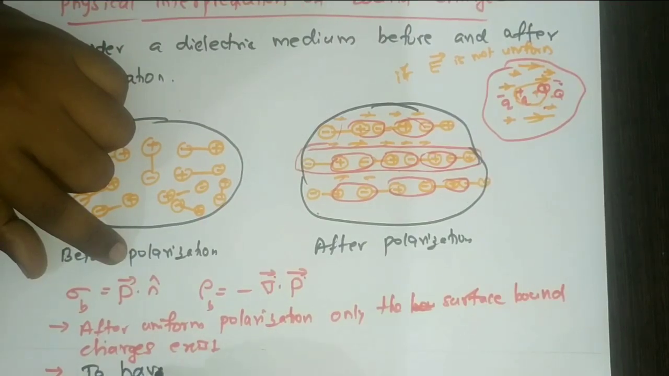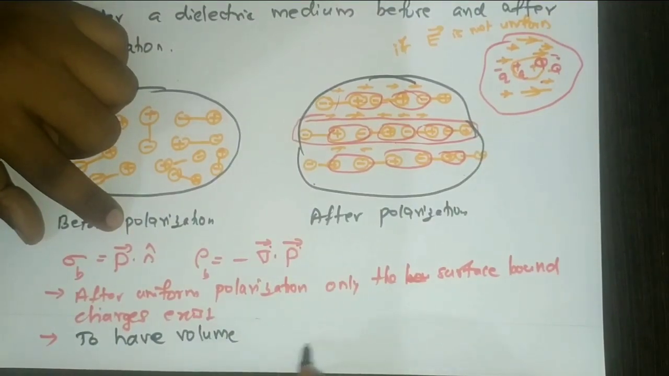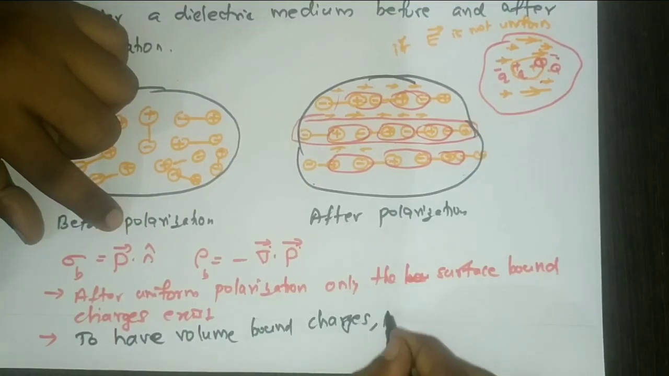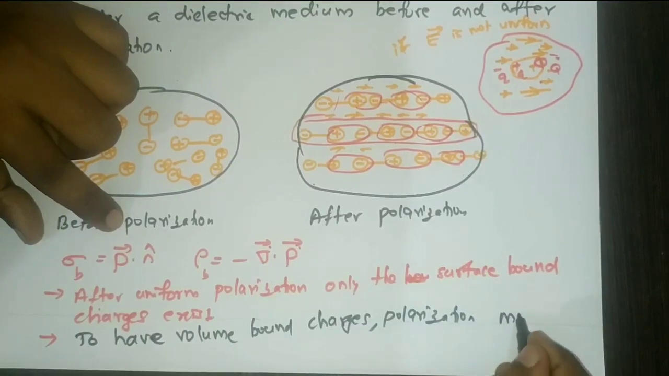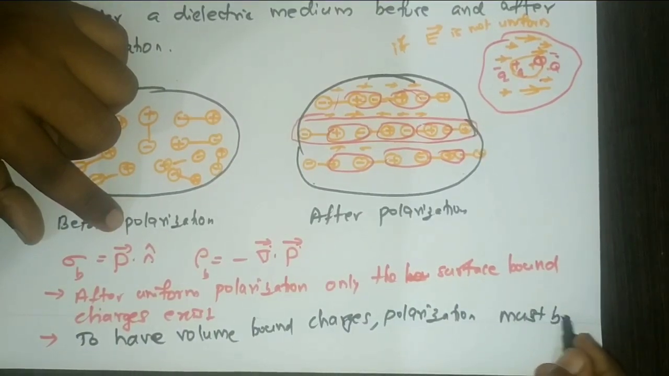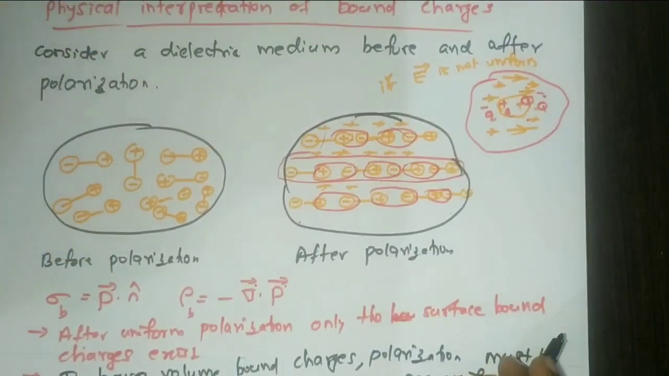From this point, to have volume bound charges, polarization must be non-uniform. Okay, thank you very much.